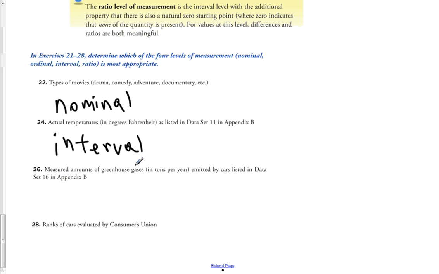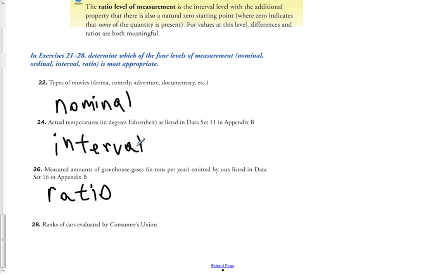Okay, now this actually is a ratio level scale because not only are the differences meaningful, not only are there numbers here, but also a measurement of 0 would mean that there are 0 greenhouse gases in the air. So this is actually a ratio level because there's a meaningful 0. 0 actually means no greenhouse gases in the air.